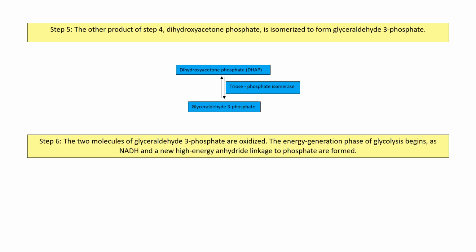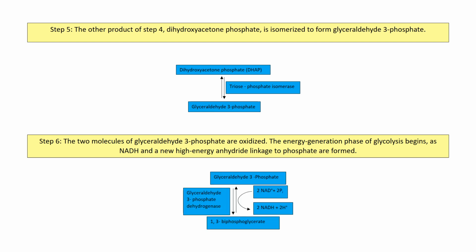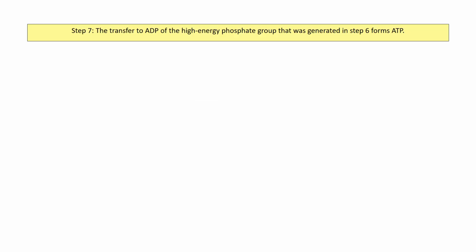In step 6, the two molecules of glyceraldehyde 3-phosphate are oxidized. The energy generation phase of glycolysis begins as NADH and a new high energy anhydride linkage to phosphate are formed. Glyceraldehyde 3-phosphate in the presence of enzyme glyceraldehyde 3-phosphate dehydrogenase forms 1,3-biphosphoglycerate, and 2 NAD+ forms 2 NADH plus 2 H+.